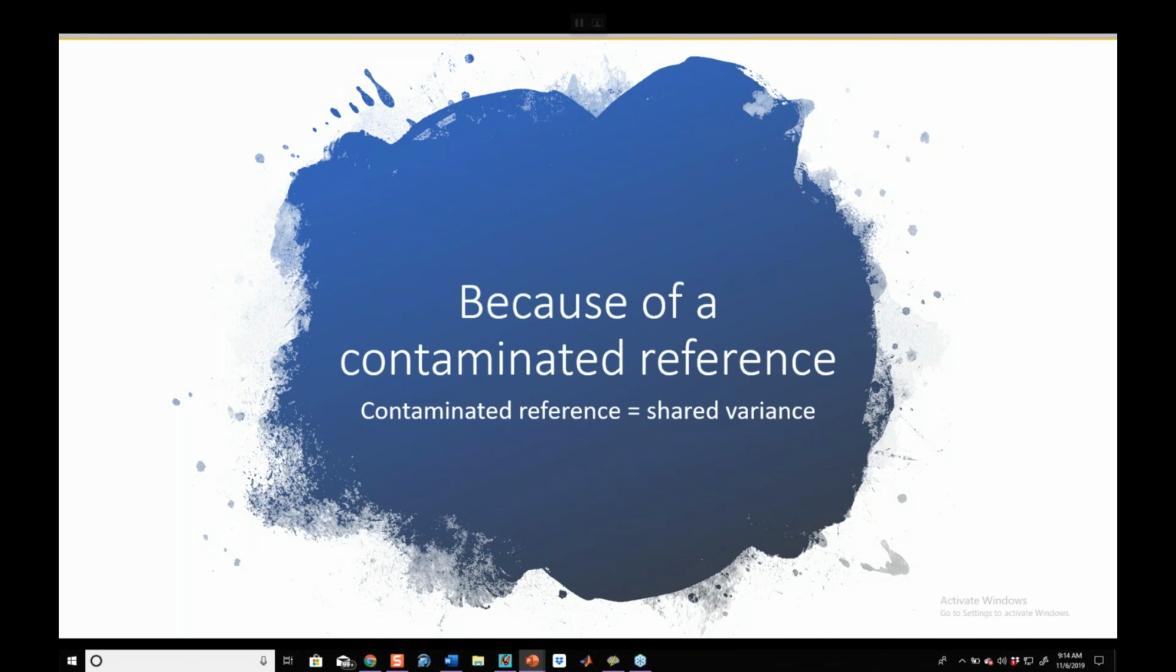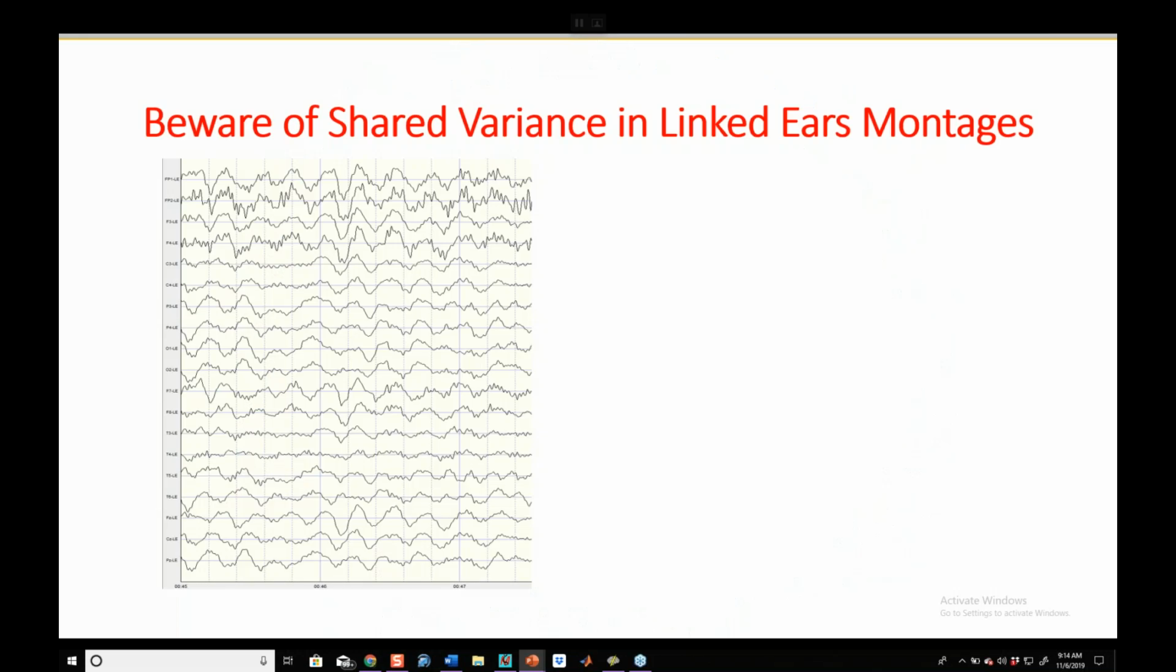When we have a contaminated reference, which I'll explain in a moment what it means, we have what's called shared variance. Shared variance is essentially something that is taking the same waveform and smearing it through all of the data, smearing it through every channel due to common mode rejection. So you'll see on the left we have each electrode compared to the linked ears, and we have a very uniform looking EEG where everything's moving up and down in large part in synchrony.